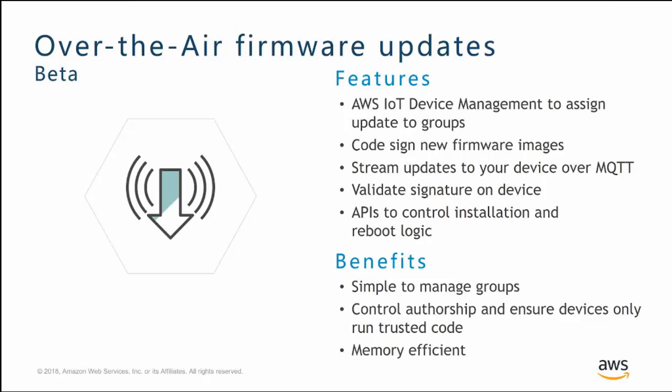We can then enable the streaming of updates to your device over MQTT, which means you only need a single TLS connection to the cloud. On the device, we have an agent that can help validate the signature and APIs to control installation and reboot logic locally. So this makes a really simple workflow for delivering over-the-air updates to devices and an implementation that we think helps out a lot in terms of implementing security out of the gate.